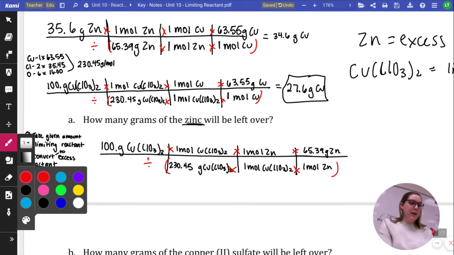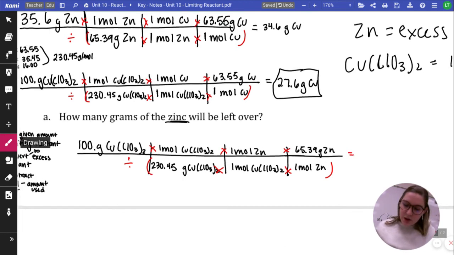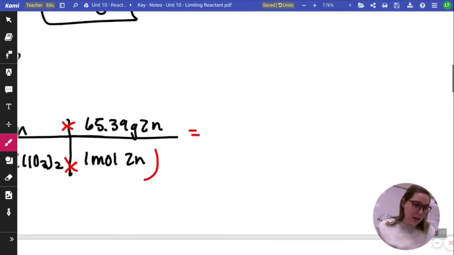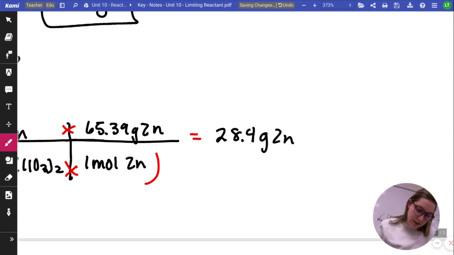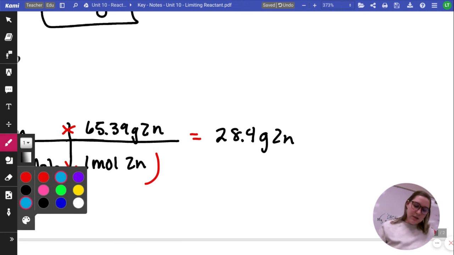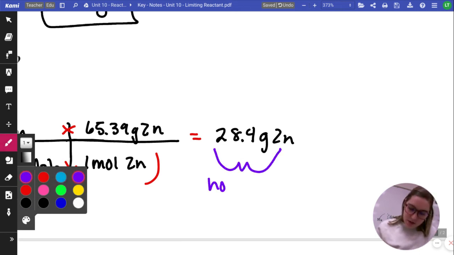Go ahead and plug it on in. We have 3 sig figs in our answer. And when I plugged it in, I got 28.4 grams of zinc. So this again tells us how much zinc we used. So this is how much zinc was used.